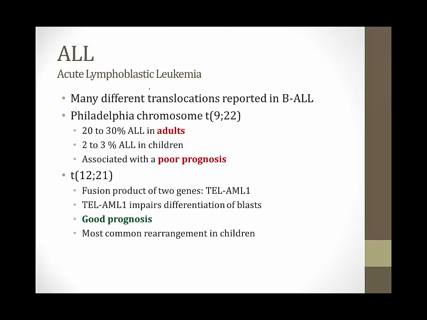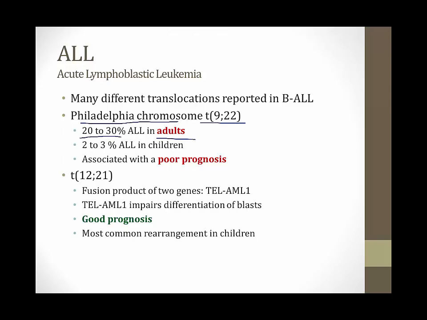There are many different chromosomal translocations that have been described in B-cell ALL, but there are two you should know about, especially for step 1. The first is the Philadelphia chromosome, which is a translocation between chromosomes 9 and 22. I talk about this translocation in detail in the module on chronic leukemias, but for our purposes here, you should be aware that 20 to 30% of cases of ALL in adults carry the Philadelphia chromosome.